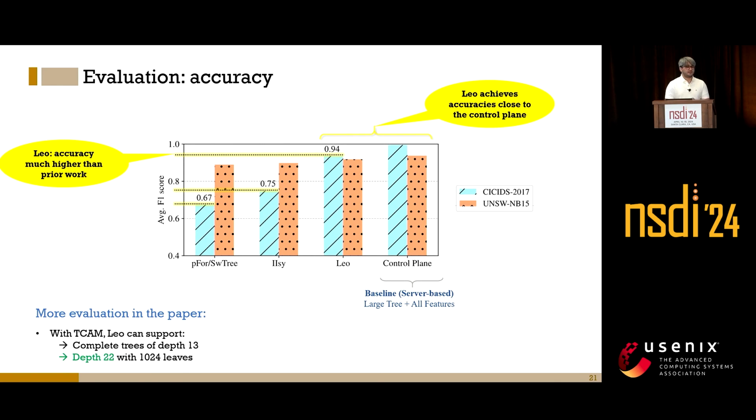So we have more evaluation in the paper, including results for TCAM, where we show that Leo can support complete trees up to a depth of 13, and it can scale even further to a depth of 22 if the number of leaves are 1024. We also include analysis on the impact of per flow state on the number of concurrent flows that can be supported, and also show accuracy for intrusion detection workloads using a TCAM-based solution.